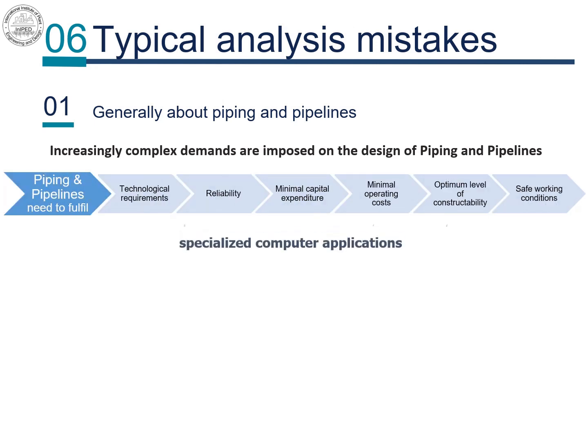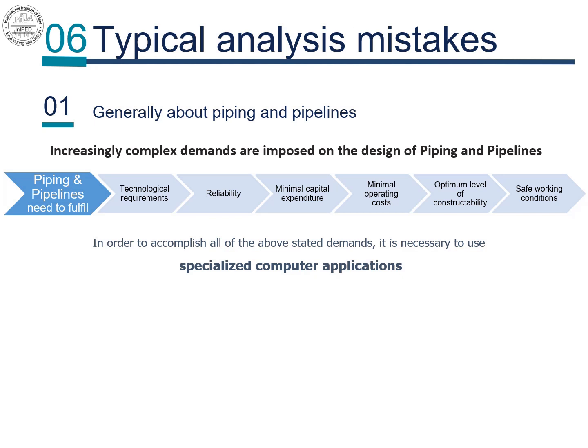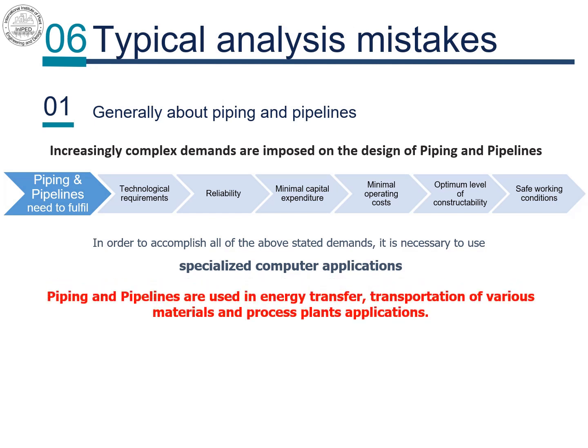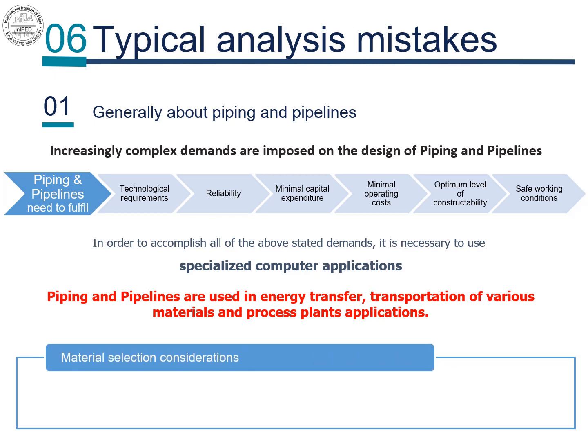In order to accomplish all of the above in piping and pipeline design, it has become necessary to resort to using specialized computer applications. Piping and pipelines are used in energy transfer, transportation of various materials and process plant applications. In pipeline and piping design, special consideration of the following needs to be taken in material selection: chemical characteristics of the fluid, fluid temperature, fluid pressure.